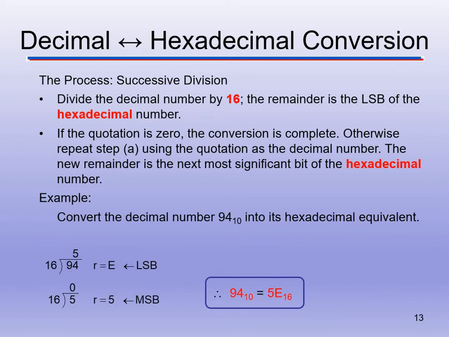Now we're going to take 5 and divide it by 16. It goes in 0 times, so our remainder is 5. That's our MSB. So we're going to write this in terms of MSB to LSB. So 94 decimal is the same as 5E in hexadecimal.